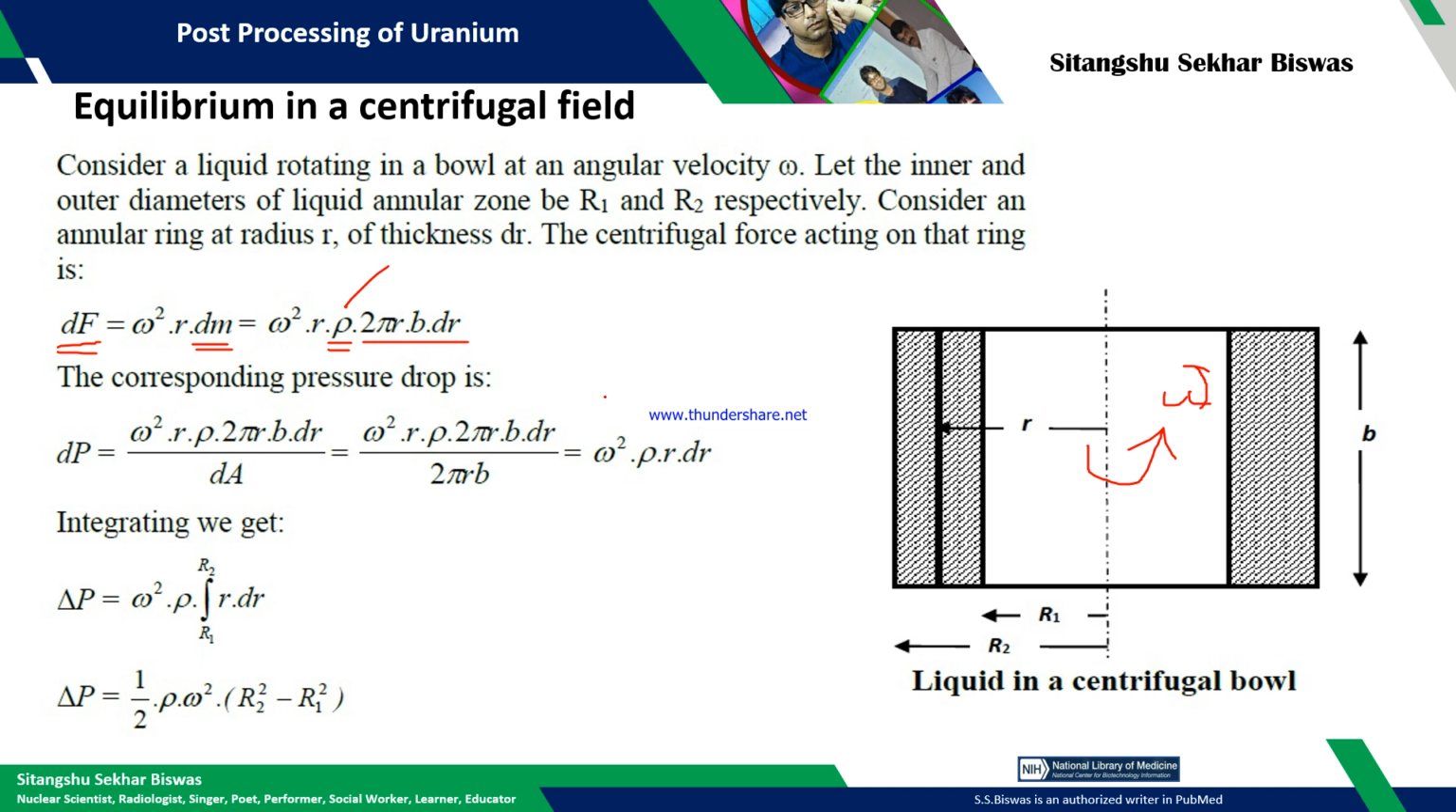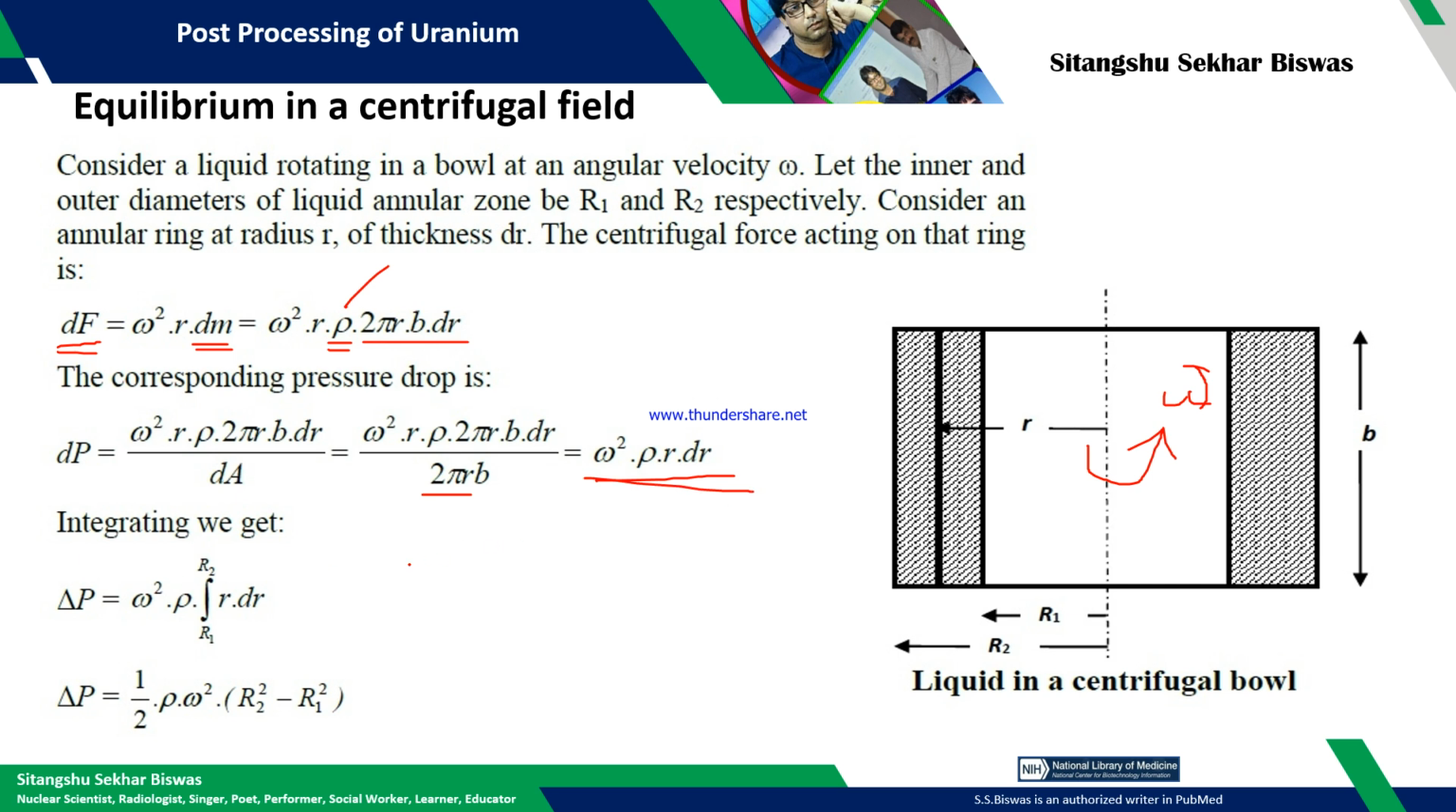Now to find the pressure, the pressure is the force divided by the cross section. In this case, say there is a cylinder. If you cut it, it becomes a rectangular shape, so the length will be 2 pi r and the breadth is b. If you divide by this, the term is converted into this form.